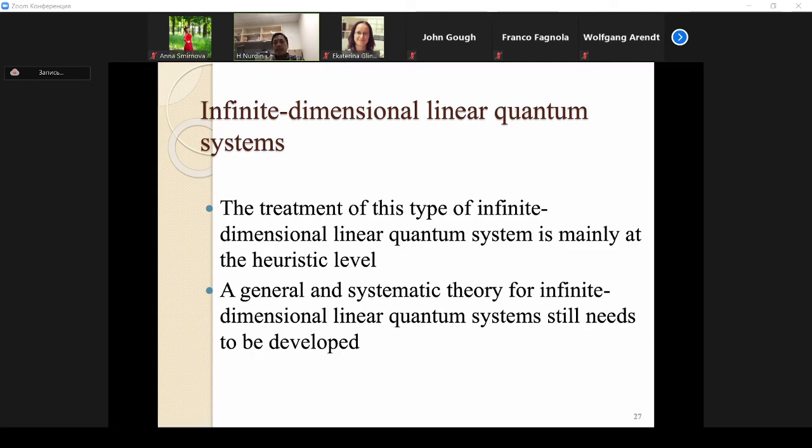So the current treatment of this is mainly at a heuristic level. So there is scope for developing a general and systematic theory for these types of infinite dimensional linear quantum systems. As I mentioned earlier, the GEM is just one type of photon echo memory, but there is a whole class of these memories, and I expect that similar models can be developed for the entire class of these photon echo memories.